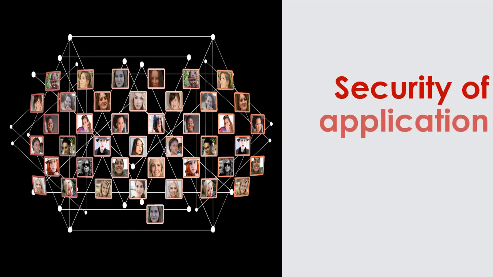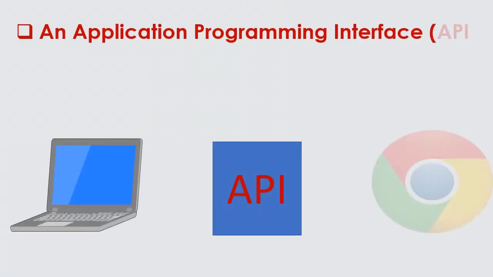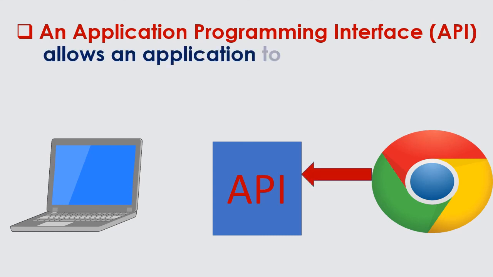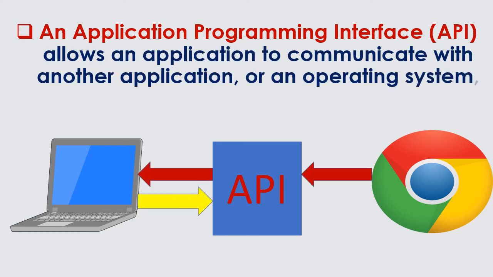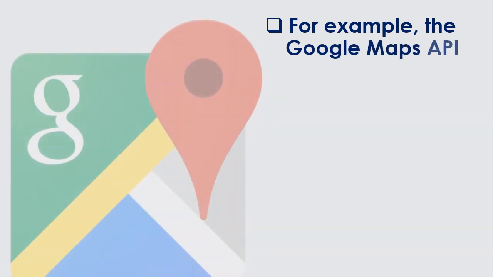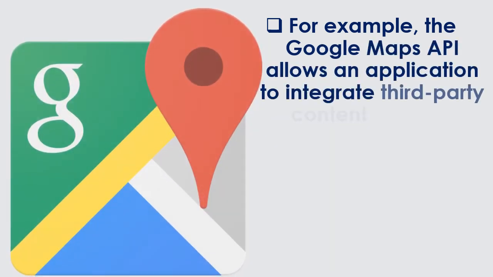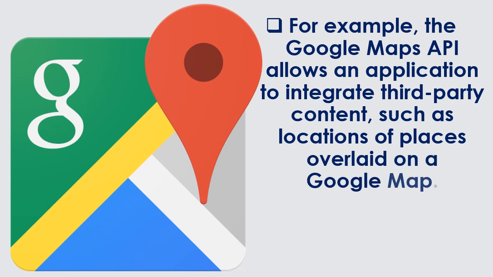Security of application programming interfaces. An application programming interface, API, allows an application to communicate with another application, or an operating system, database, network, etc. For example, the Google Maps API allows an application to integrate third-party content, such as locations of places overlaid on a Google map.